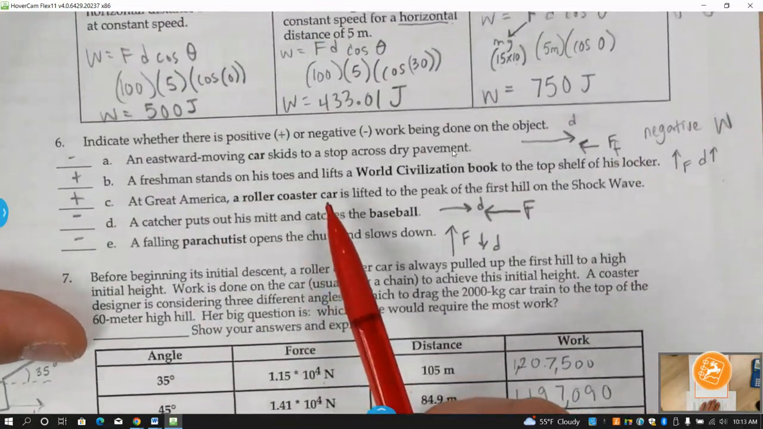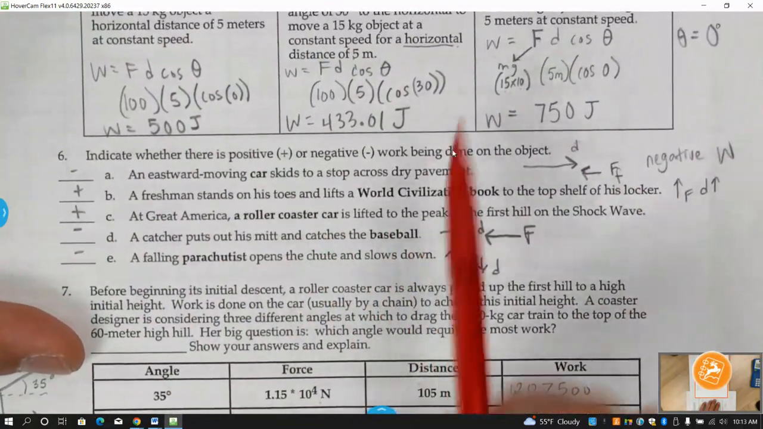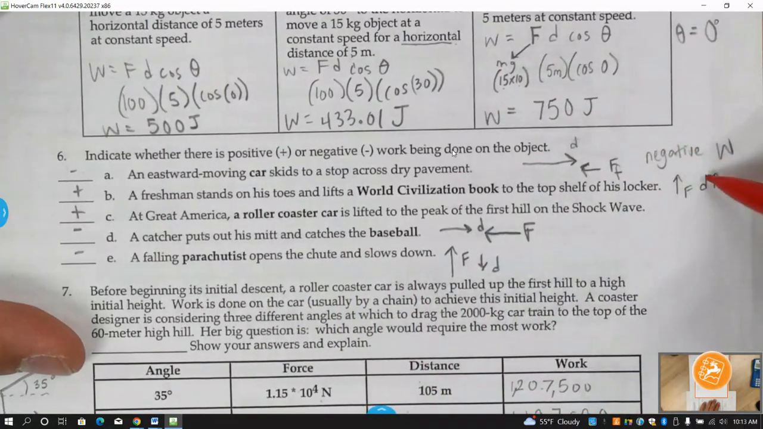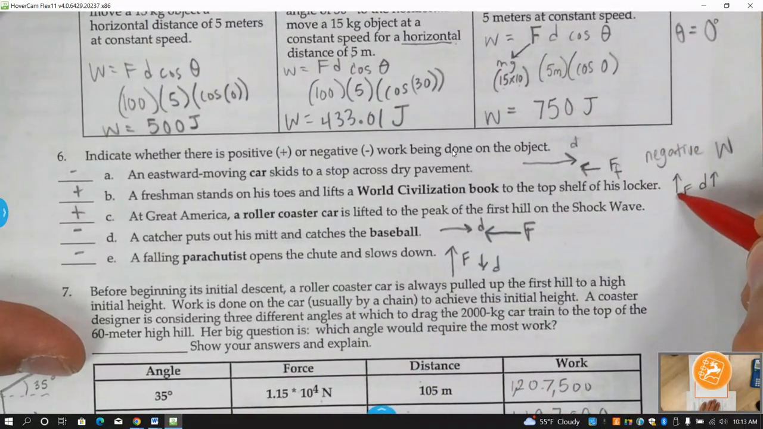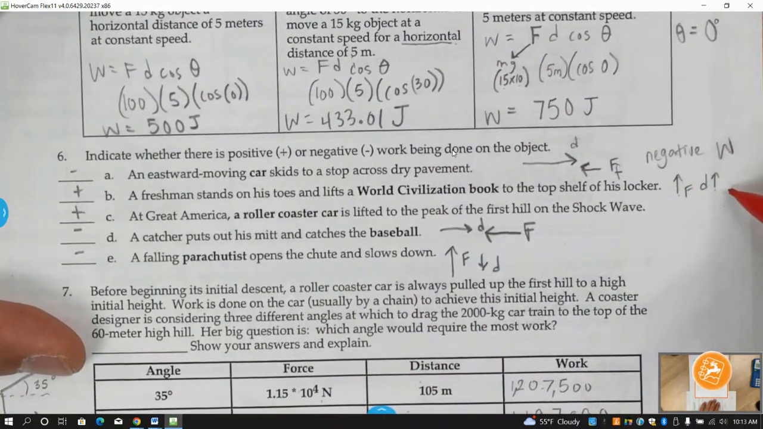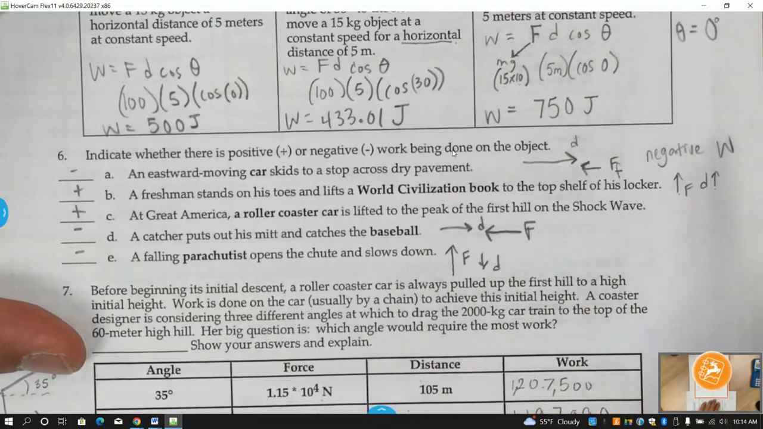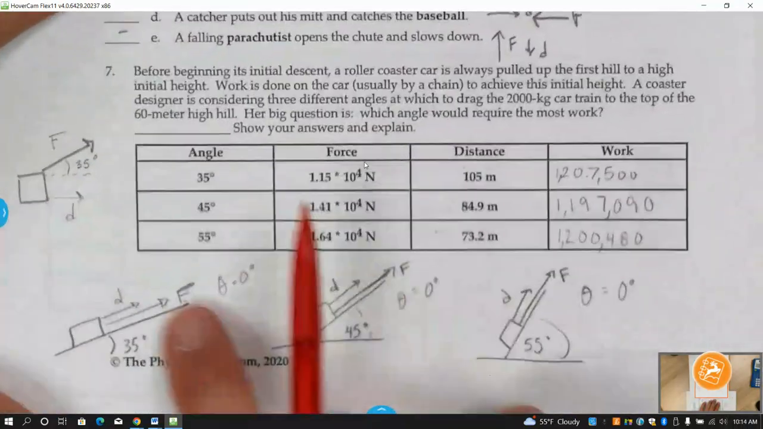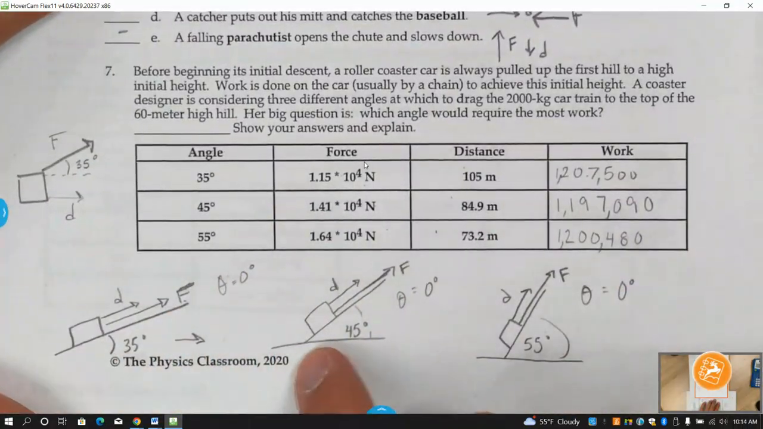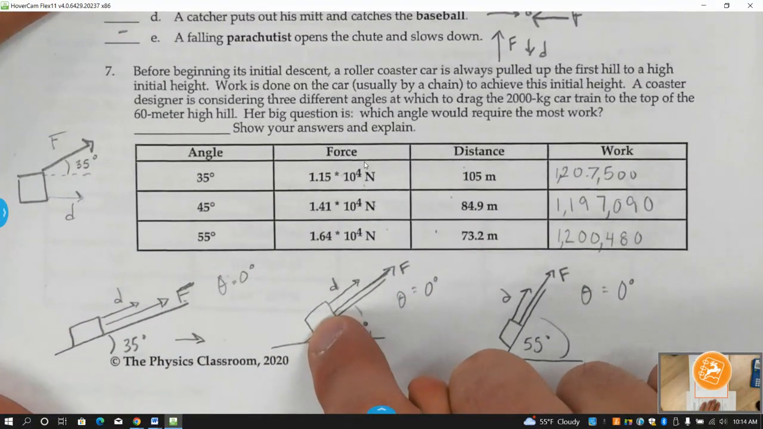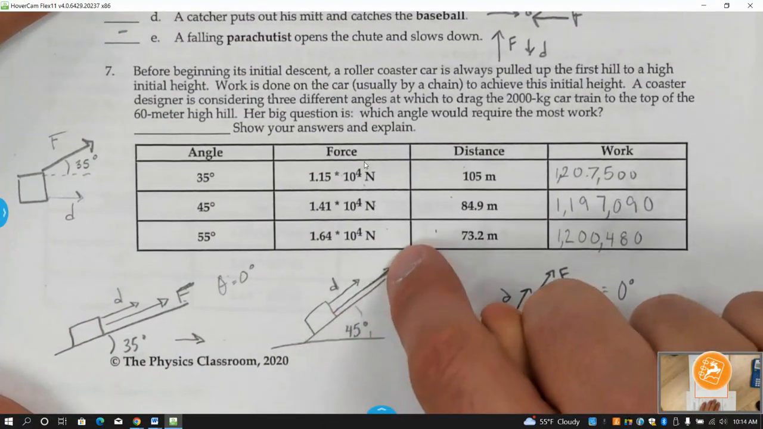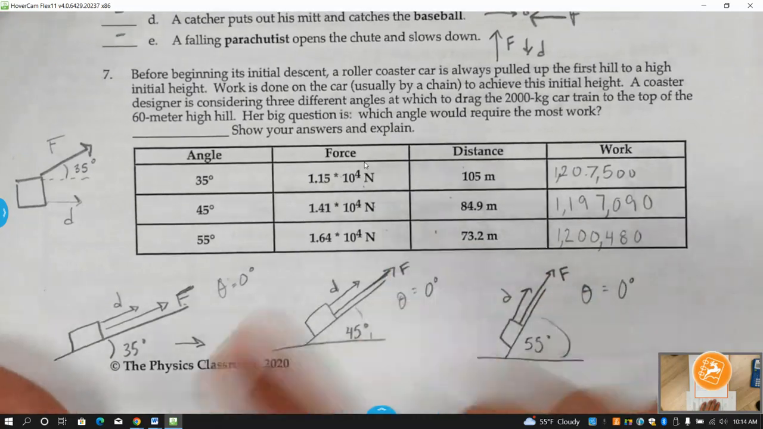A freshman stands on their toes, lifts a book upward to the top shelf of their locker. So they apply force upward and it moves upward. Positive work. Roller coaster car is lifted to the peak. All right, the force of the chain is pulling the roller coaster cart in the same direction. So in that case, positive work.